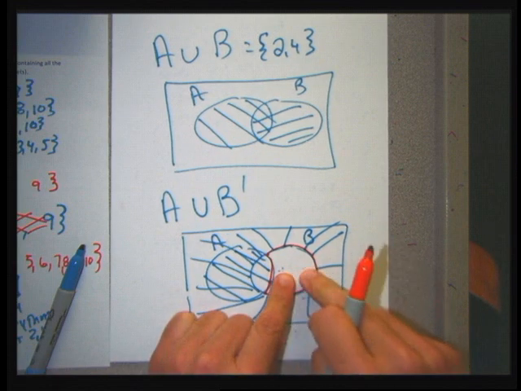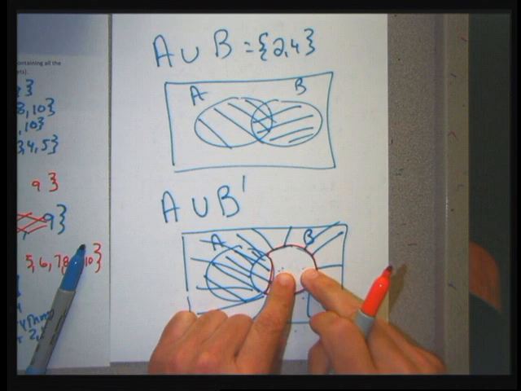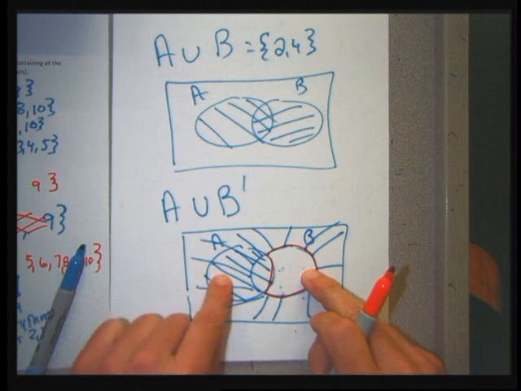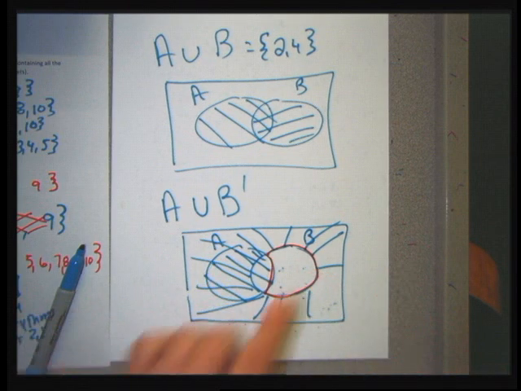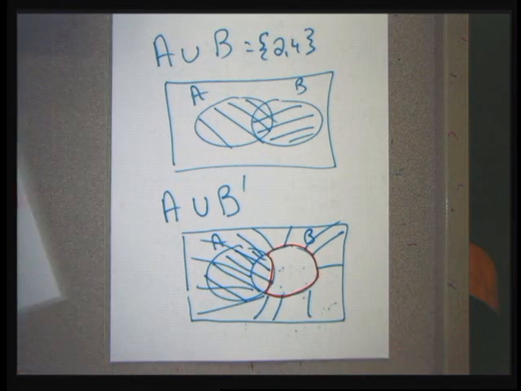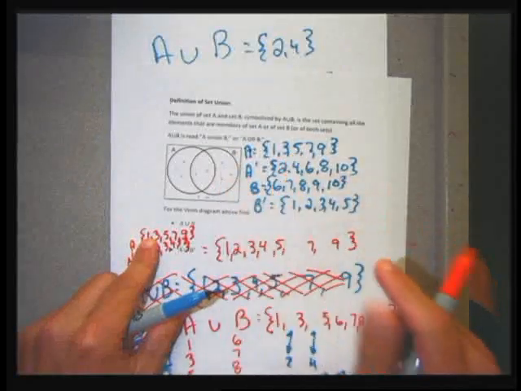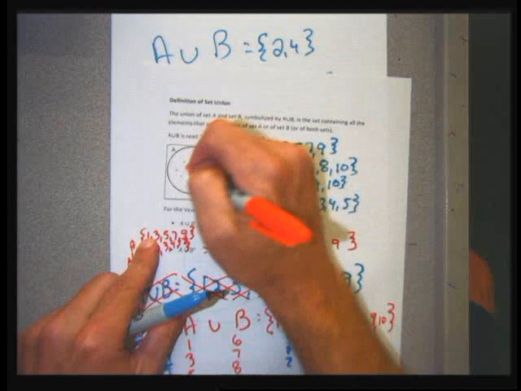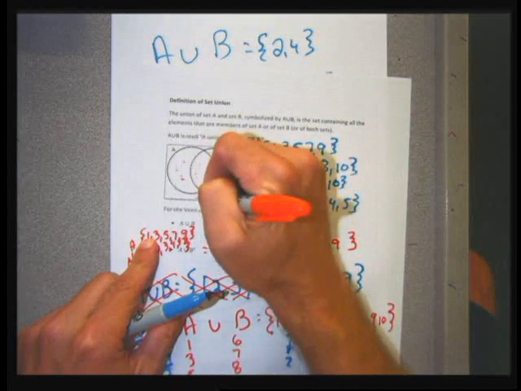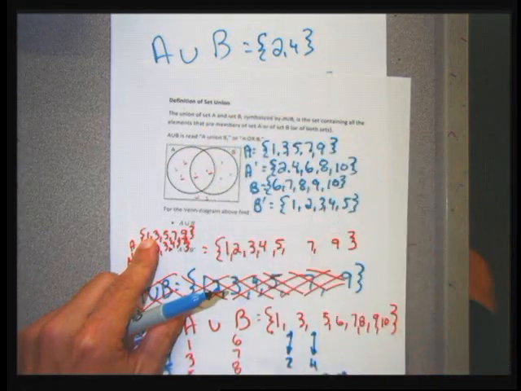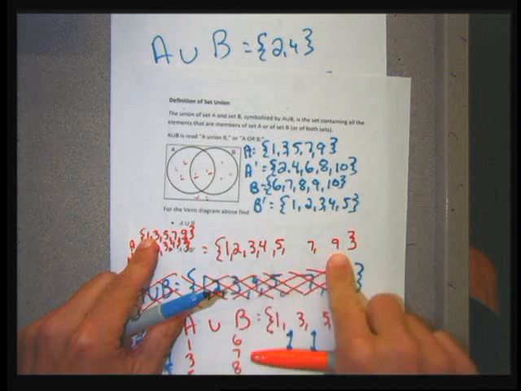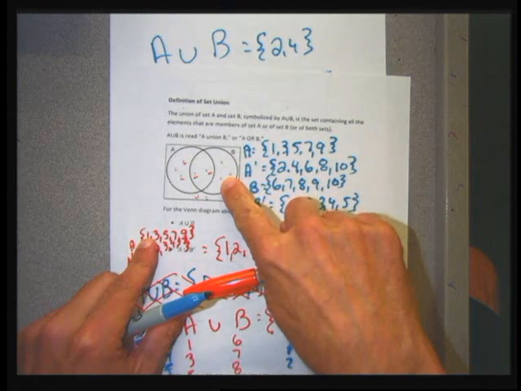That region right there is inside the B circle and outside the A circle. So it's anything that's in the A circle or outside the B circle or both. That's anything but this. If I look at what I'm excluding, 6, 8, and 10, and I'm including 1, 2, 3, 4, 5, 7, and 9. So it should be 1, 2, 3, 4, 5, 7, and 9. Anything but 6, 8, and 10.